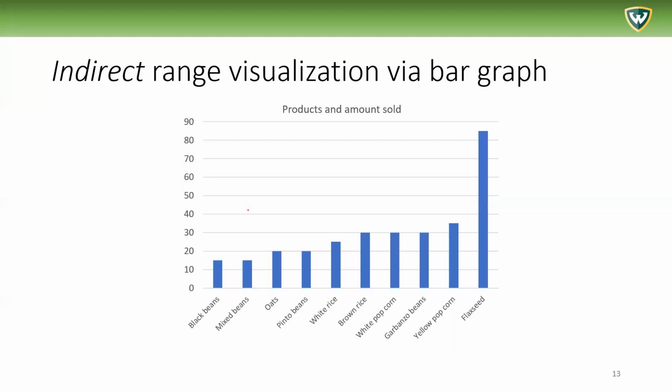There is also a way to see the range indirectly via bar graph visualization. If you visualize the bar graph in an ordered way, you can see the range from the minimum to the maximum here. So you can infer or visualize the range indirectly by some kind of bar graph or other kind of graph visualization.